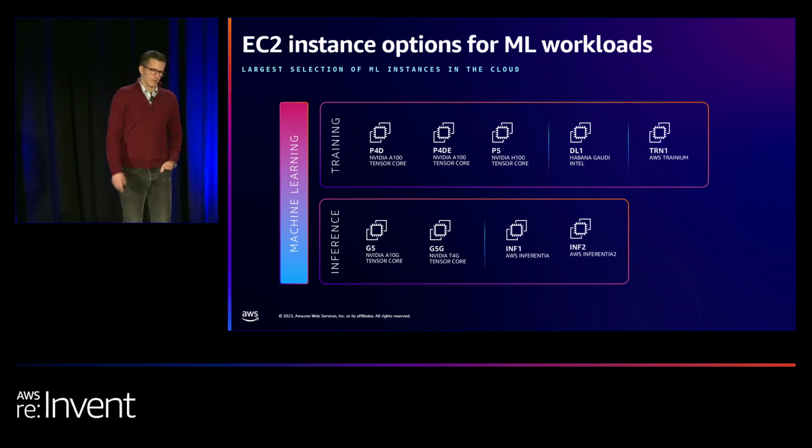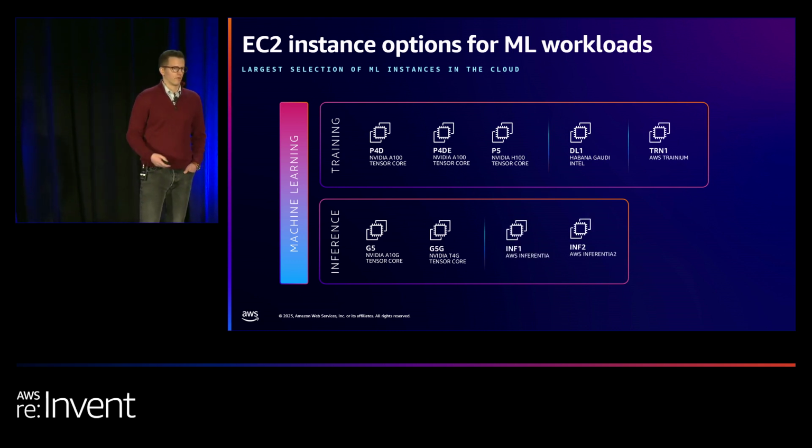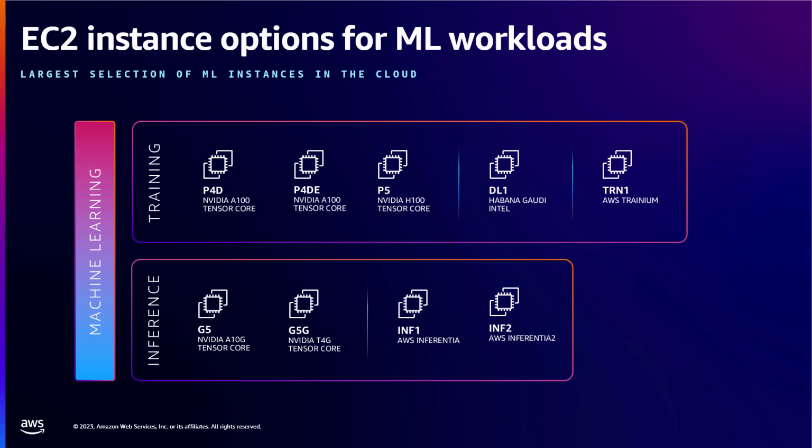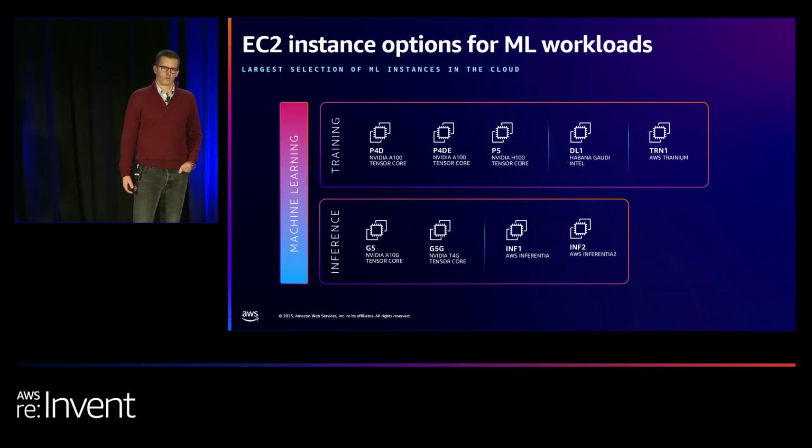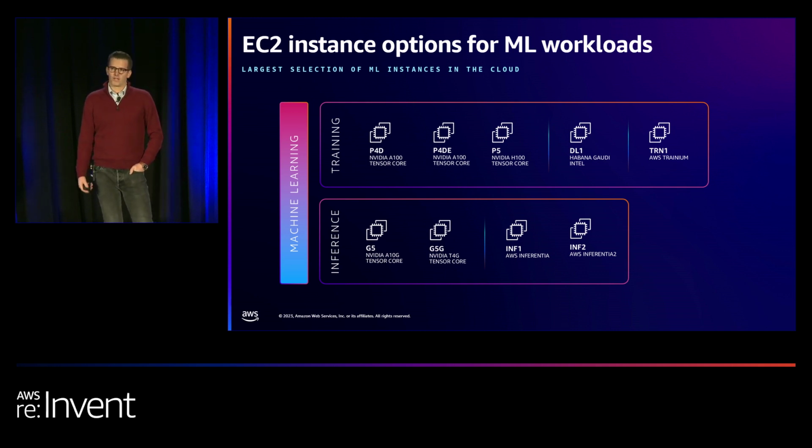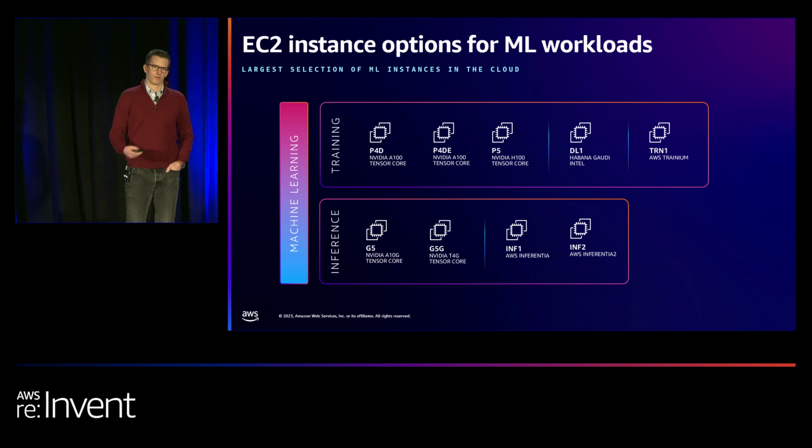And then finally, AWS is continuing to invest in our own ML silicon to push the performance and price performance of machine learning training and inference in the cloud. We have our Trainium line of instances for training, and our Inferentia 1 and Inferentia 2 instances for inference. These instances offer the best price performance for training and inference in the cloud. You can get started with these instances using our Neuron SDK, which is integrated with TensorFlow and PyTorch as well.